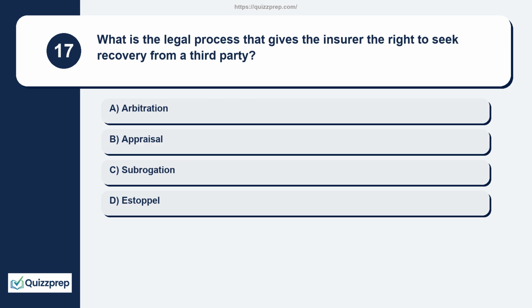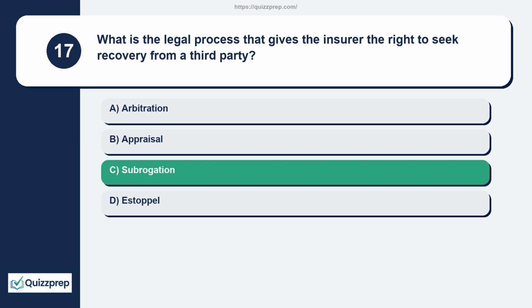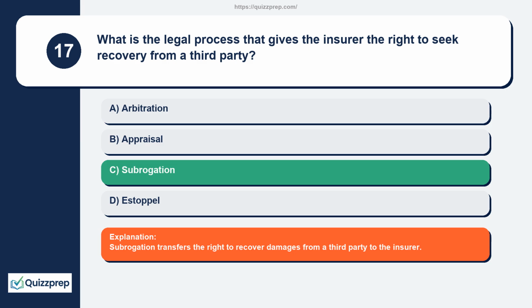Question 17. What is the legal process that gives the insurer the right to seek recovery from a third party? Arbitration, appraisal, subrogation, estoppel. Subrogation transfers the right to recover damages from a third party to the insurer.